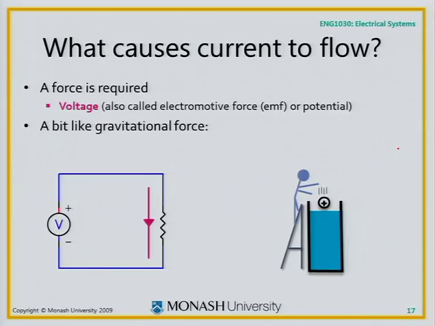So what causes current to flow? Some sort of force is required on the charges. Electric fields do that. Voltage differences can set up electric fields in the circuit and cause charge to flow.